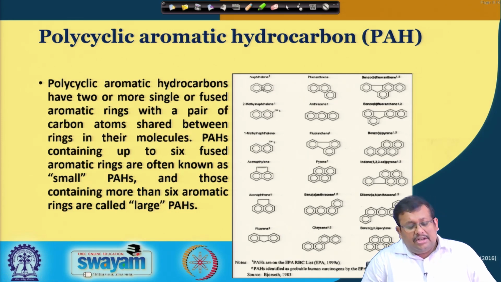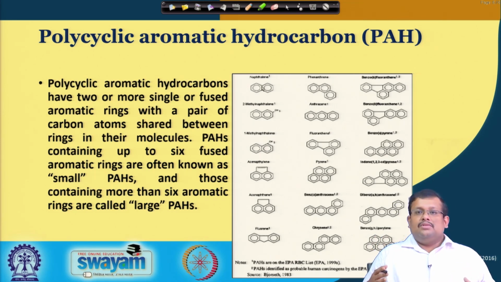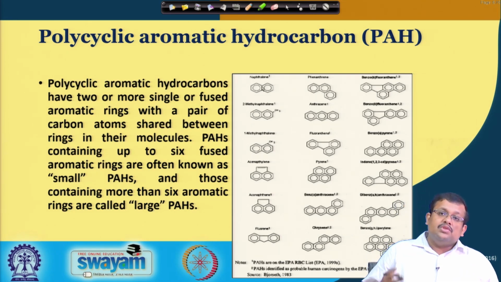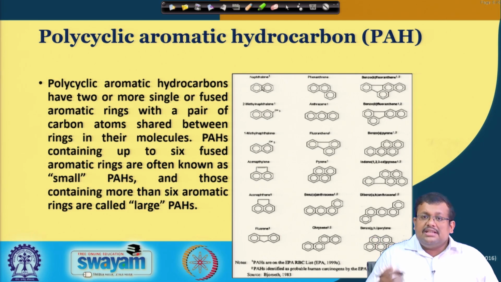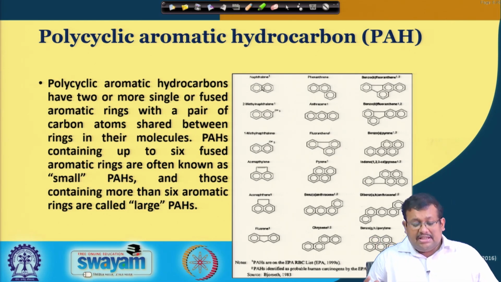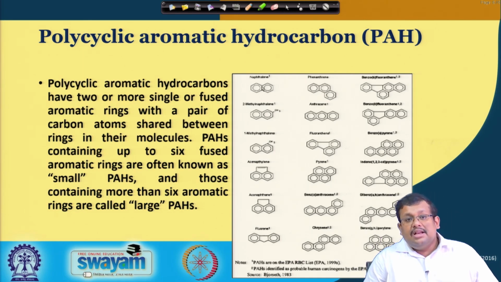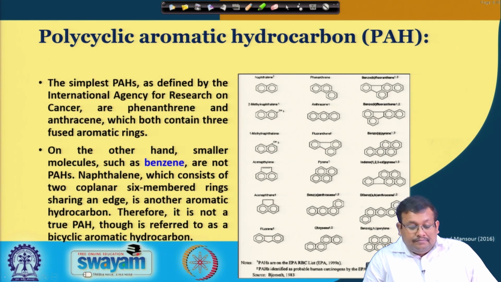Now, PAHs containing up to 6 fused aromatic rings are often known as small PAHs, and those containing more than 6 aromatic rings are known as large PAHs. So, obviously, within the PAH compounds also there is a classification, small PAH and large PAH. The small PAHs are those which have up to 6 rings, and those having more than 6 aromatic rings are known as large PAH compounds.